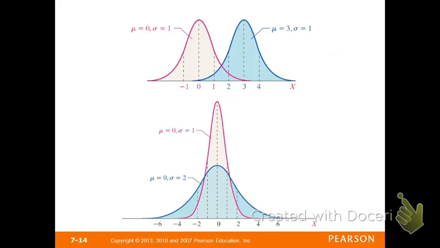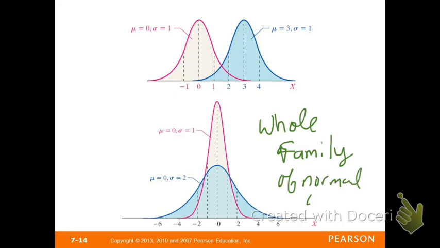I also wanted to mention that there exists a whole family of normal curves, all with their own mu and all with their own sigma. A lot of people ask, how does sigma affect things? Well, notice this pink one here is centered at 0. It has a mean of 0 and a standard deviation of 1. Notice this blue one has a mean of 3, also with a standard deviation of 1. So their shapes are exactly the same. However, down here, the pink one has a standard deviation of 1, and the blue one has a standard deviation of 2. Well, what happened?